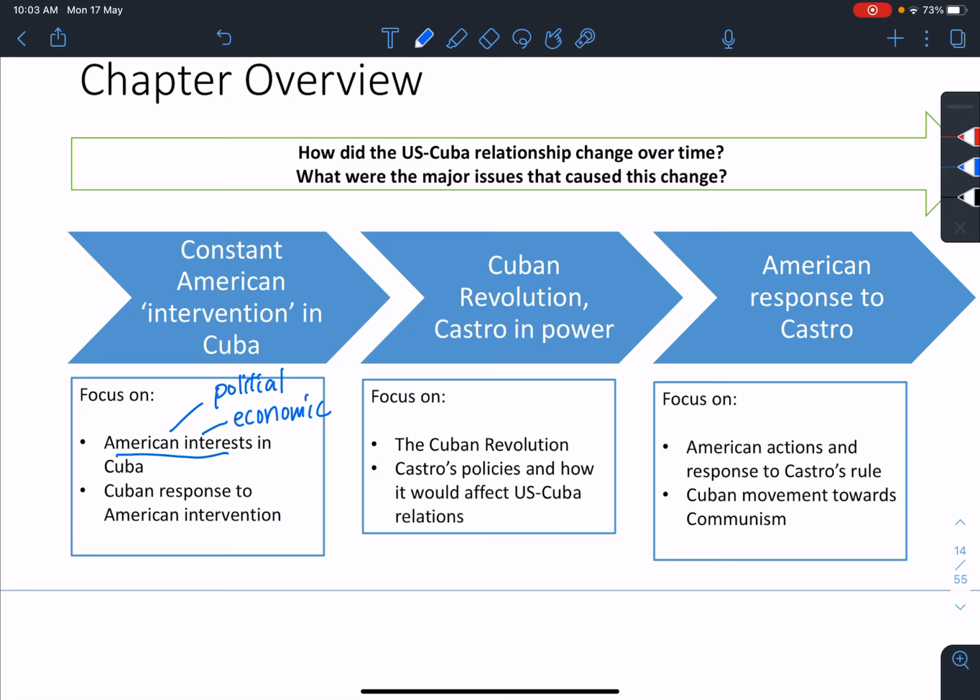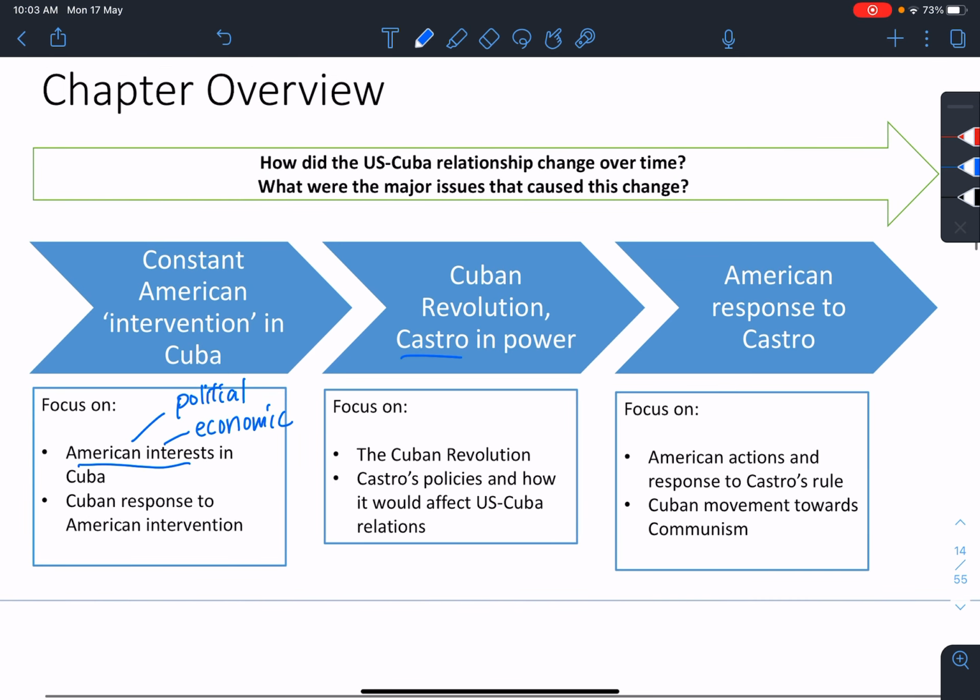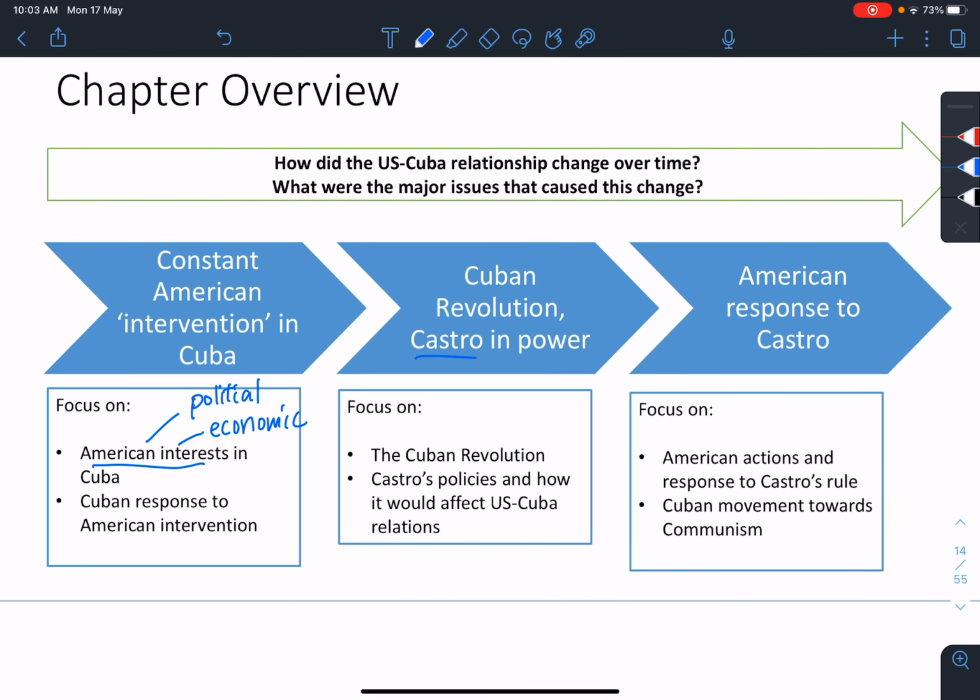Okay, what happens, of course, if you look at the next square, is that there is a Cuban Revolution and this guy called Fidel Castro comes into power. Okay, Castro is highly socialist. He does not like how the Americans are doing things. He launches the Cuban Revolution. He's very popular. He launches a whole new series of policies. How will this affect the USA? Okay, he is quite anti-US.